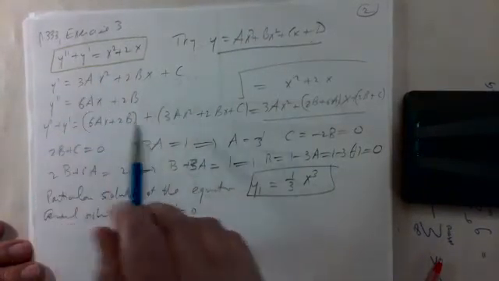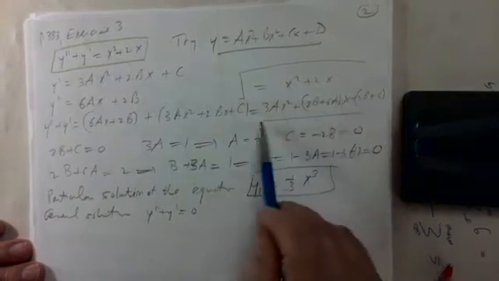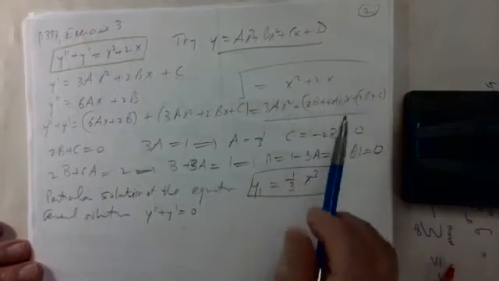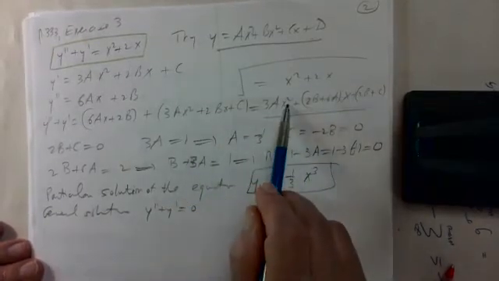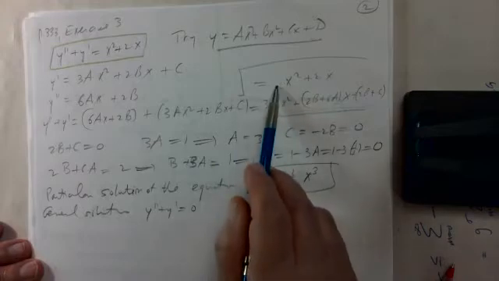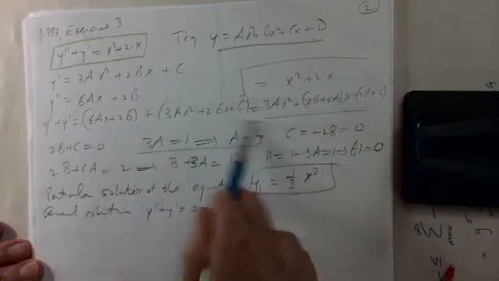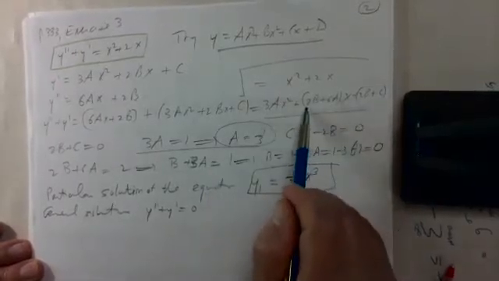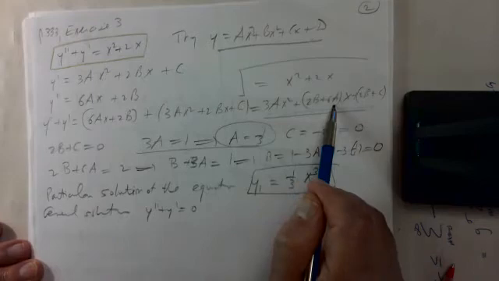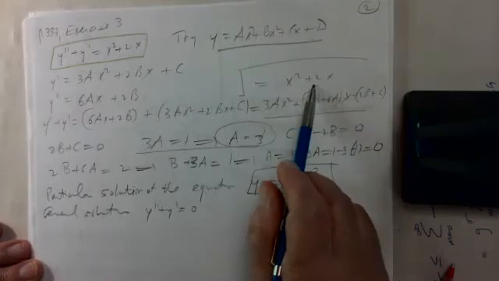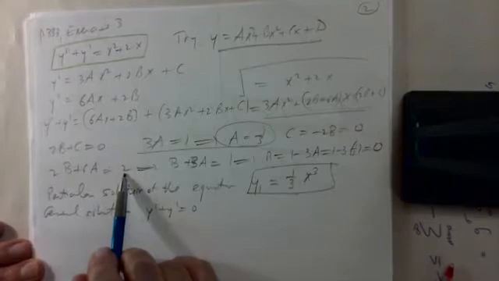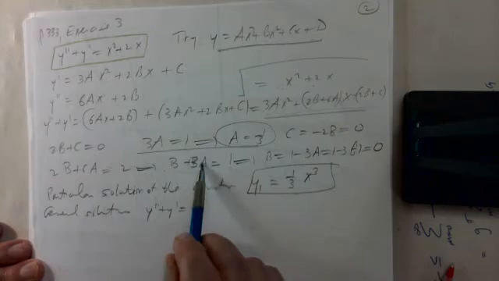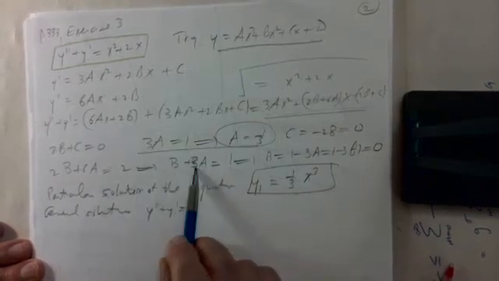It means I add these two, and this is what I get. This quadratic polynomial, which has to equal x squared plus 2x. So the coefficient of x squared, 3a, has to equal 1. So a is 1/3. The coefficient of x, 2b plus 6a, equals 2. So if I divide by 2, b plus 3a is 1. 3a is 1, so b plus 1 is 1.